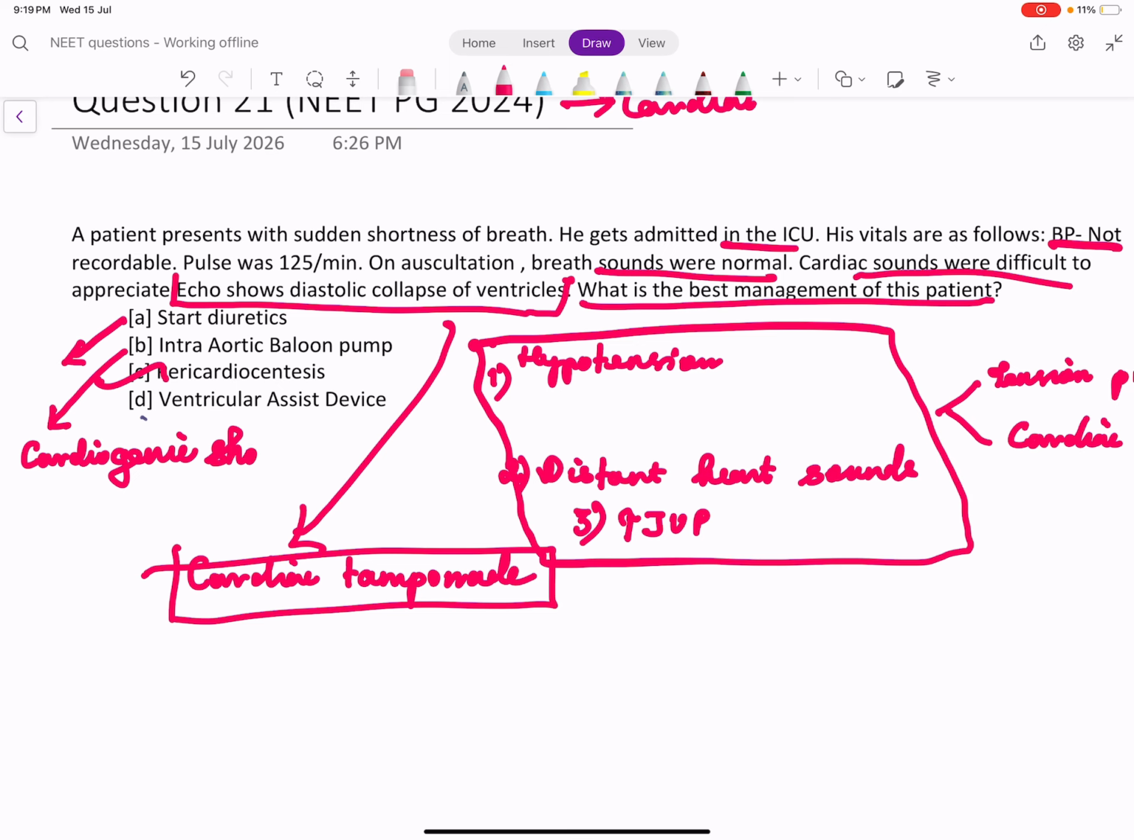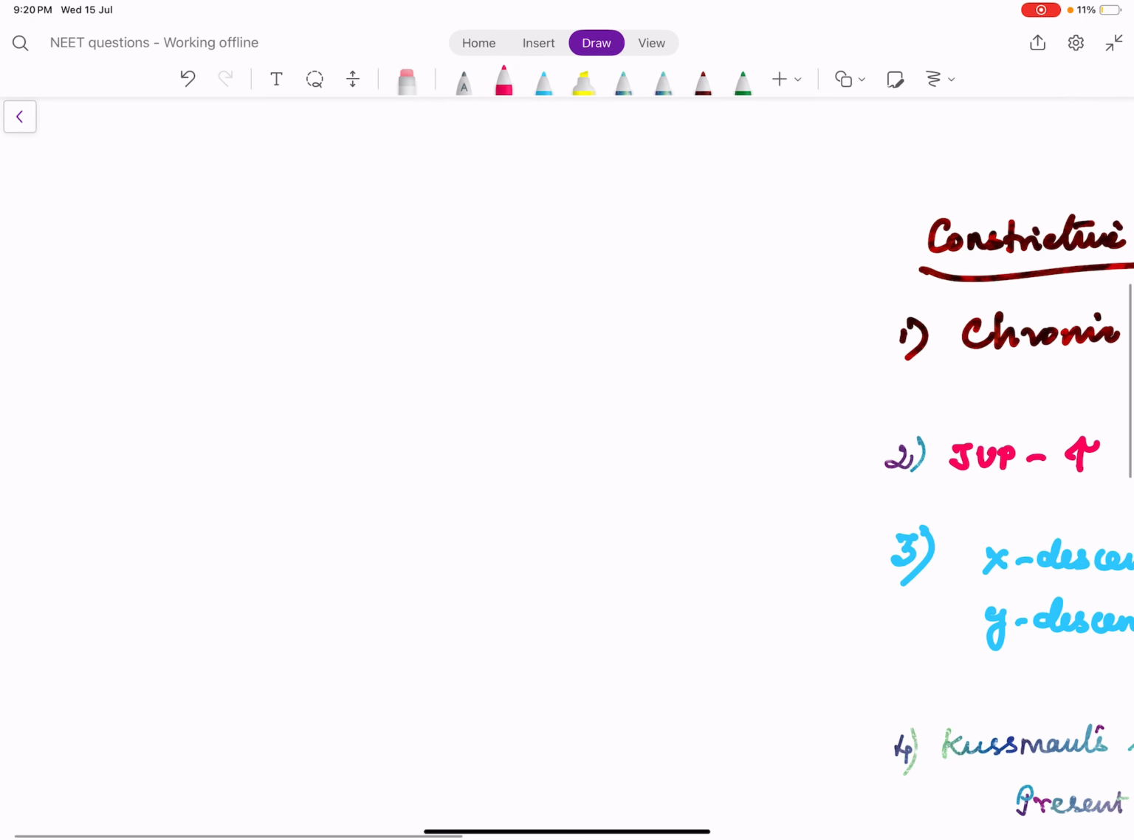But here the shock is due to accumulation of fluid. So just removing the fluid is the option. Ventricular assist device is an advanced treatment for left ventricular failure or heart failure. Okay, it doesn't come here.